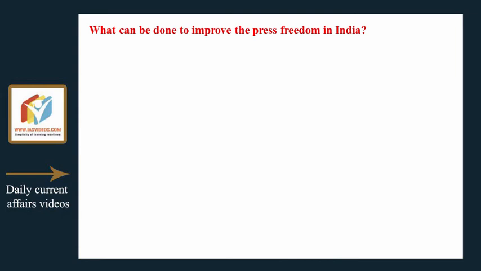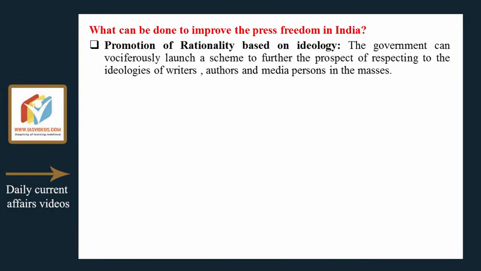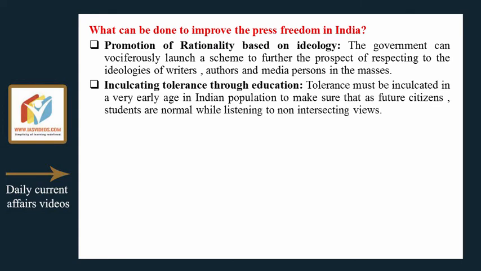What can be done to improve the press freedom in India? Promotion of rationality based on ideology. The government can vociferously launch a scheme to further the prospect of respecting the ideologies of writers, authors and media persons among the masses. Inculcating tolerance through education. Tolerance must be inculcated at a very early age in the Indian population to make sure that, as future citizens, students are normal while listening to non-intersecting views.